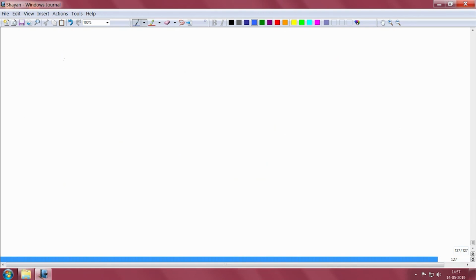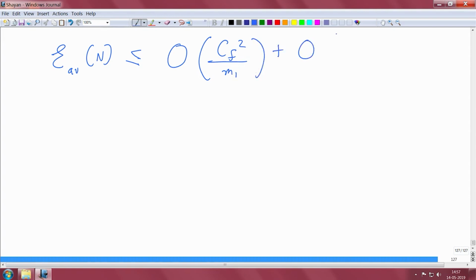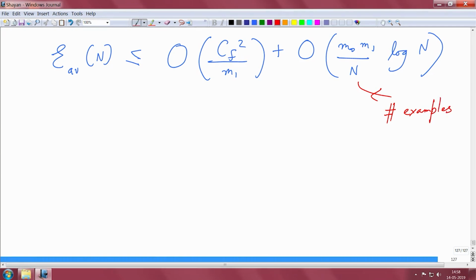So, if we further simplify, which is what Barron did in his paper, this quantity is of the order C_f squared upon m1, plus order of m0 m1 upon capital N log N. Here N is the number of examples or data points, m1 is the size of the hidden layer, the number of hidden neurons, and m0 is our input space dimension, which is where the data points reside. Right? This is a sort of bound.